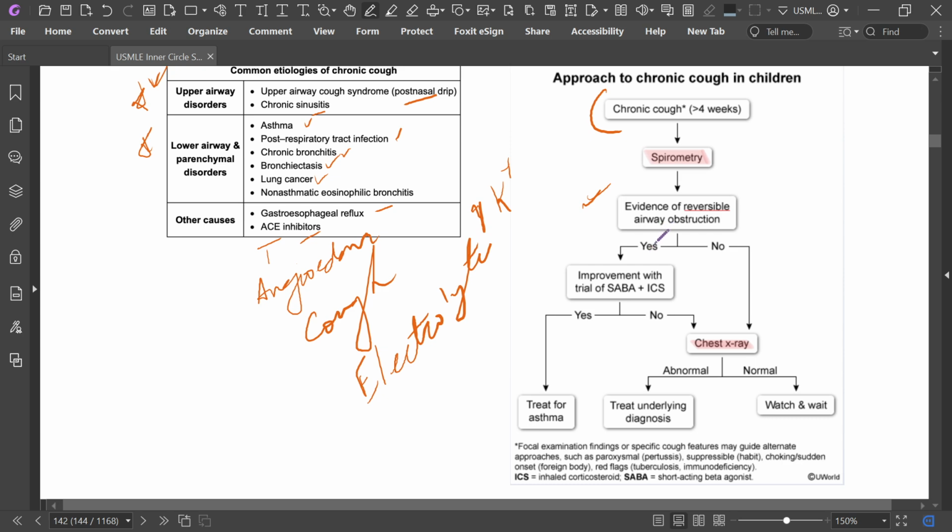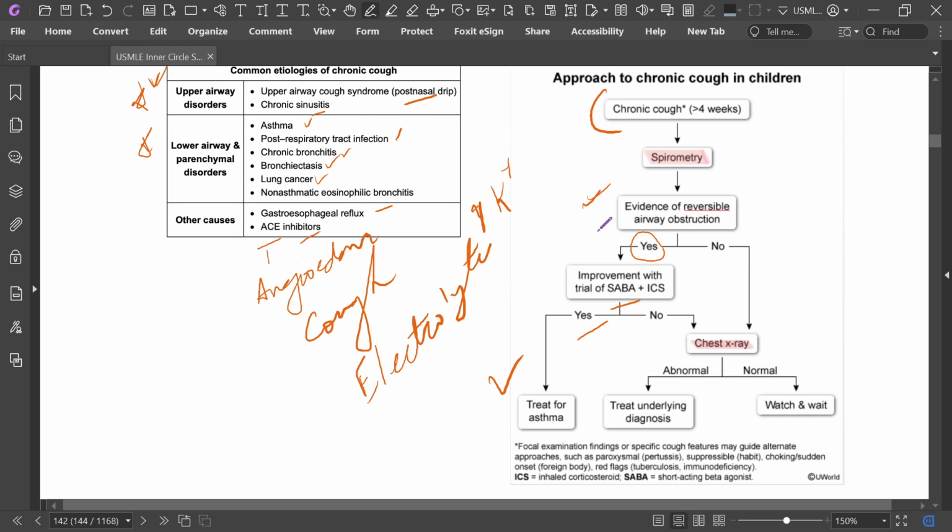If the airway obstruction is reversible, it looks like asthma. If there is improvement with a trial of SABA and ICS, yes, treat for asthma. If it is not improved by SABA and ICS, do a chest X-ray. If the chest X-ray is normal, wait and watch. If the chest X-ray is abnormal, treat the underlying diagnosis. If there is no evidence of reversible airway obstruction, do a chest X-ray. So this is a simple pathway where you can reach the diagnosis easily.